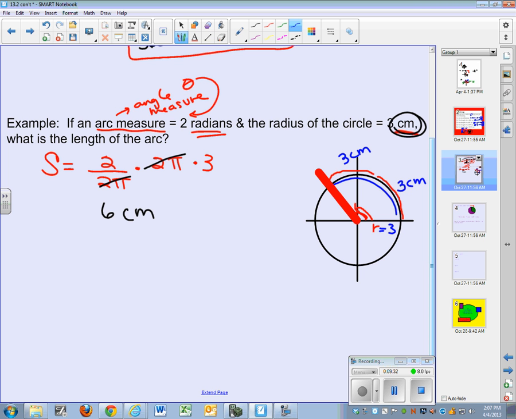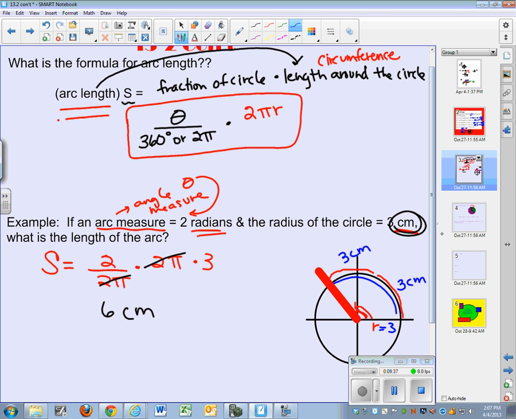Okay. The nice part about this formula is if you are using the formula with radians, so you have 2 pi on the bottom and 2 pi here, that's always going to cancel. And we can't just get rid of that because if you use 360, that doesn't happen. Okay, questions on that one?